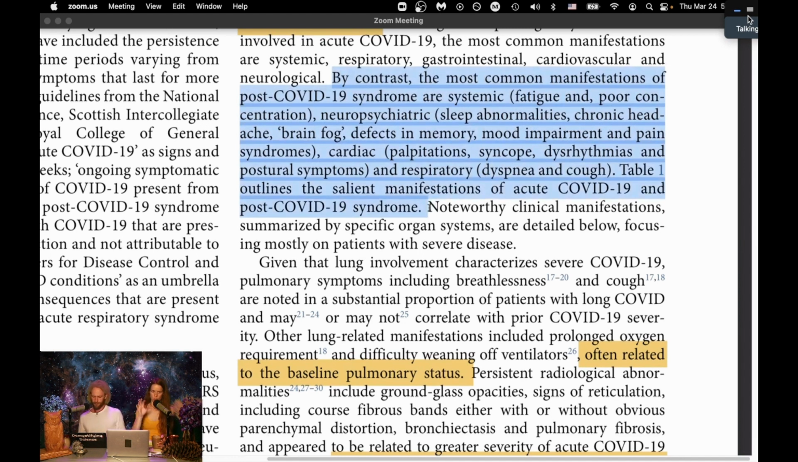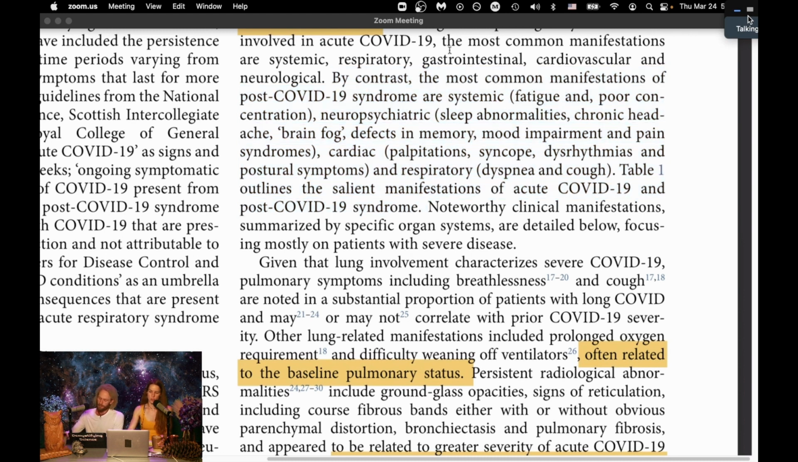All right. They also take a moment here to note the fact that acute COVID, which is what we call the initial illness, versus long COVID appear to be different illnesses. Because long COVID is not just an extension of COVID illness. It is a collection of new symptoms that are systemic. Whereas, they say here, the most common manifestations of COVID-19 are on the level of the respiratory system, the gastrointestinal system, cardiovascular and neurological systems.